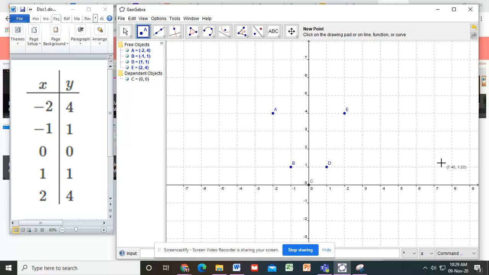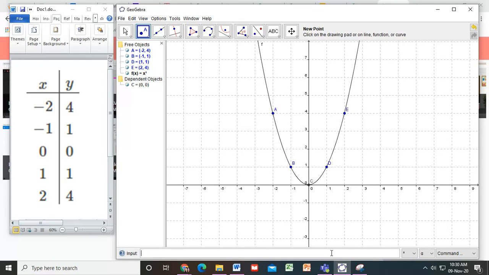Again, since this is a graph of a quadratic function, let us connect these points. So, we have the graph of f of x is equal to x squared. So let us connect. Okay. So this is now the graph of the function x squared.